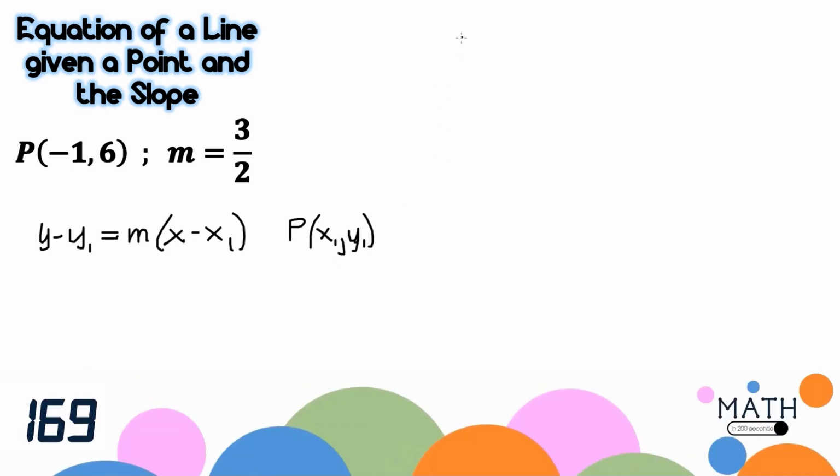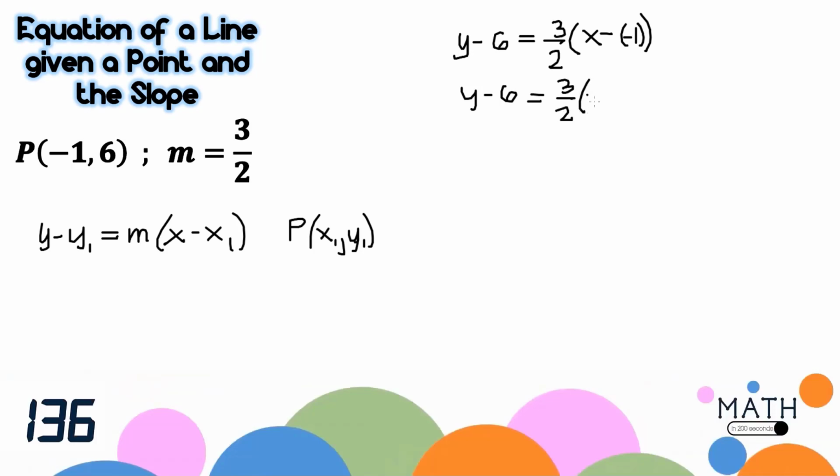So let's start here. We have y minus your y sub 1, which is 6, is equal to your slope of 3 halves times x minus your x sub 1, which is negative 1. Notice the use of parentheses because the point-slope form is x minus x sub 1. So you're going to duplicate it here, x minus your x sub 1, which is negative 1. You have y minus 6 is equal to 3 halves times x plus 1 by double negative property.